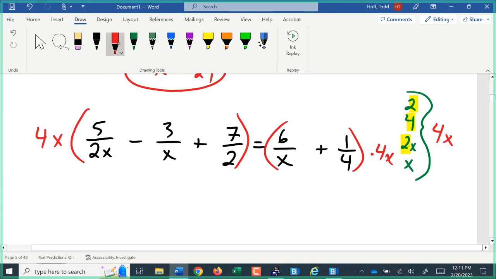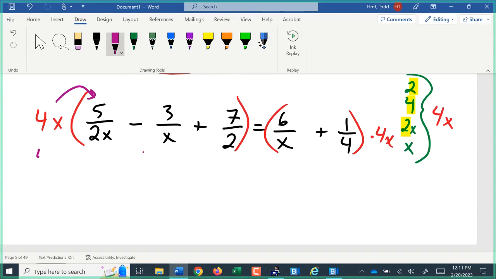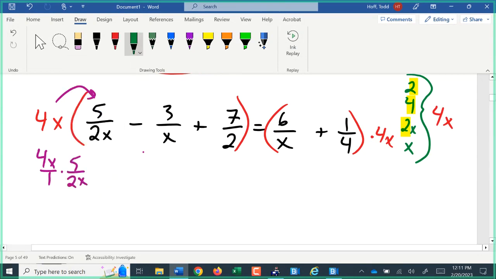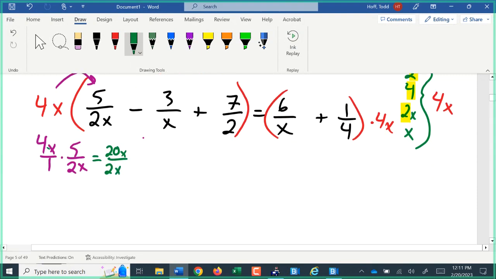So on the left side, 4x times 5 over 2x, 4x over 1 times 5 over 2x. Now we could do some cross-canceling here if you're good with that. Or we could multiply it out and reduce. I'll multiply this one out and reduce. 4x times 5 is 20x. 1 times 2x is 2x. 20x divided by 2x is 10.